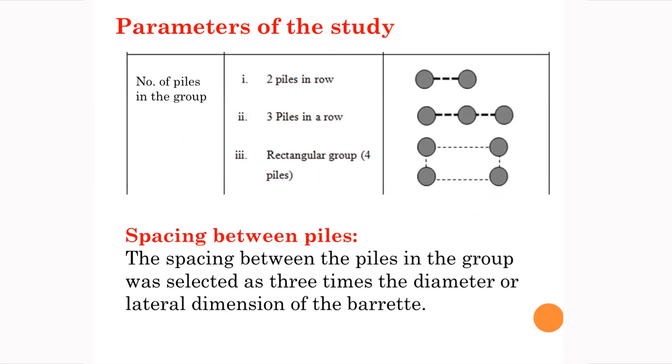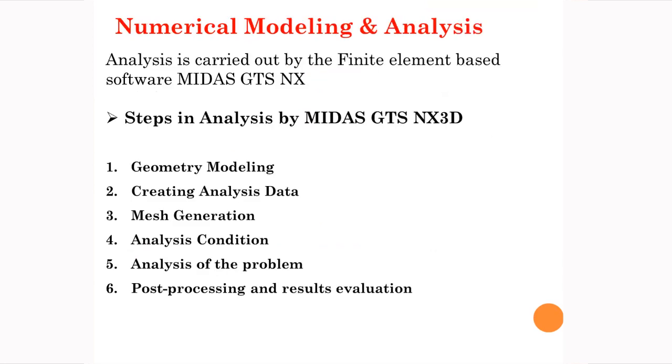The number of piles in the group was varied as 2 piles in a row, 3 piles in a row, and 4 piles in a rectangular arrangement. The spacing between the piles in the group was selected as 3 times the diameter of the pile or the lateral dimensions of the barrettes. Then the analysis was carried out in the MIDAS GTS NX software, which is finite element based software. The various steps in the analysis are geometric modeling, creating the analysis data, mesh generation, analysis condition, analysis of the problem, post-processing, and result evaluation.